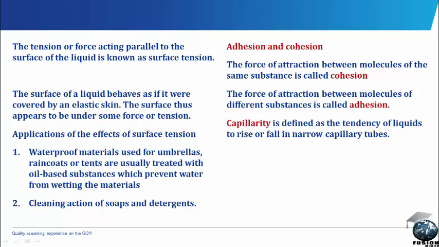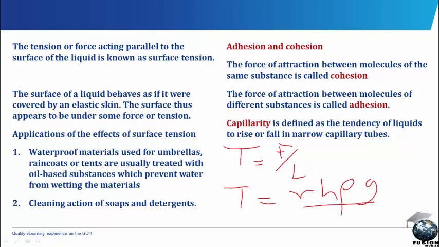Talking about surface tension mathematically, it is given as T, which is the surface tension, equal to force on the fluid divided by length on that fluid. This is the formula for surface tension. It's not rampant in our textbooks, while the coefficient of surface tension is given as T equal to rhoGH all over 2.